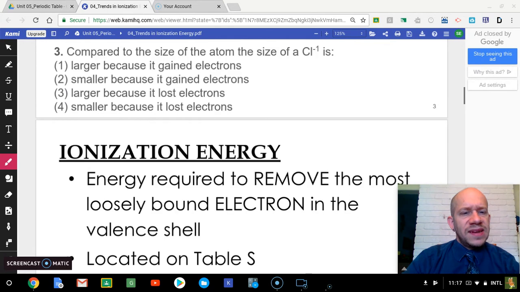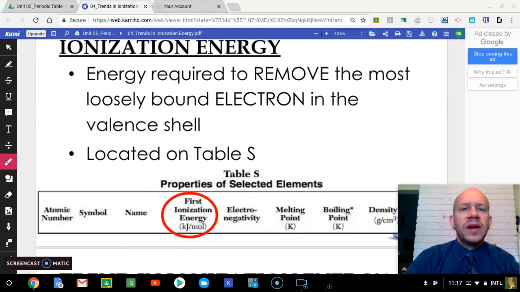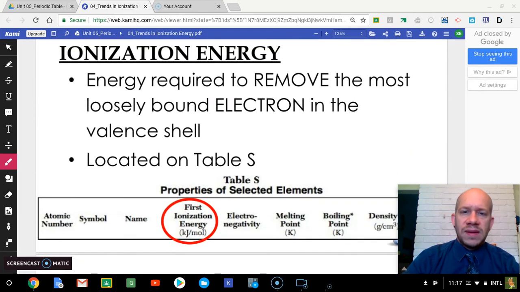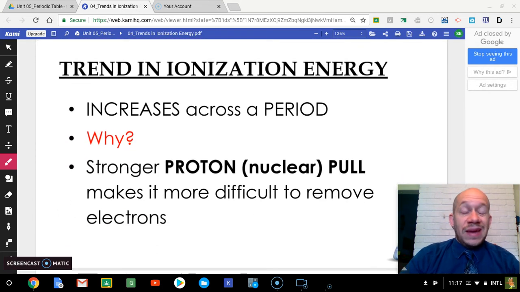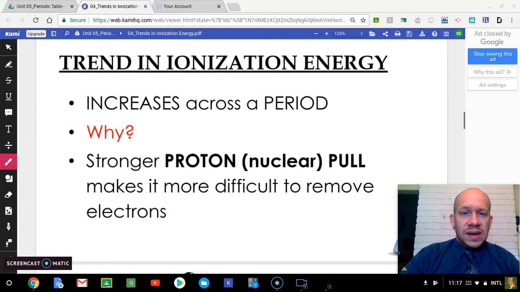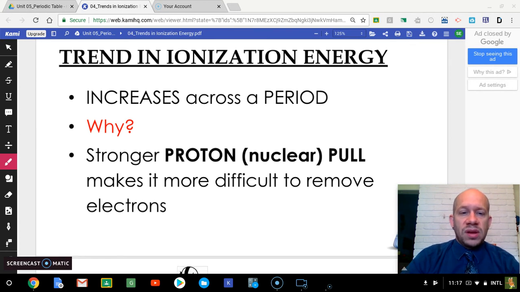So ionization is defined as the energy required to remove the most loosely bound electron in the valence shell. These values are found on Table S, and it's called the first ionization energy. That means it's removing the first electron possible. The trend in ionization energy is it will increase across a period. This trend occurs because there's a stronger proton pull, which makes it more difficult to remove the electrons.